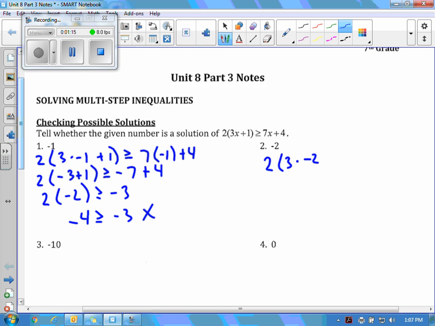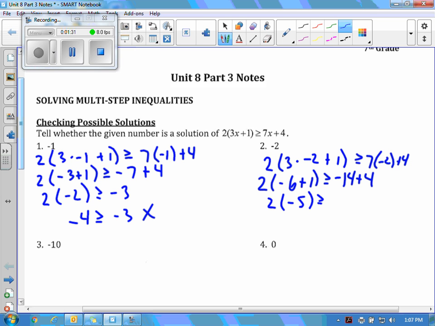So I plug in negative 2 everywhere I see x. So 2, and then I'm going to get negative 6 plus 1. I get negative 14 plus 4. Inside the parentheses, I get negative 5. Negative 14 plus 4 is negative 10. 2 times negative 5 is negative 10. Greater than or equal to negative 10, which is true. So that is a solution. Okay. All you guys go ahead and work out 3 and 4.